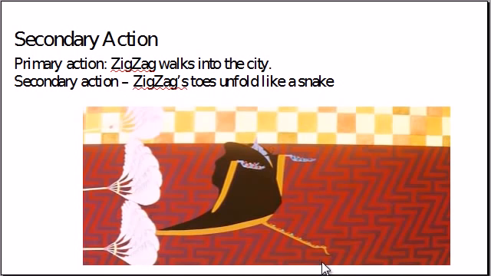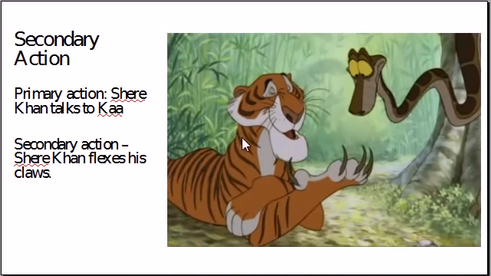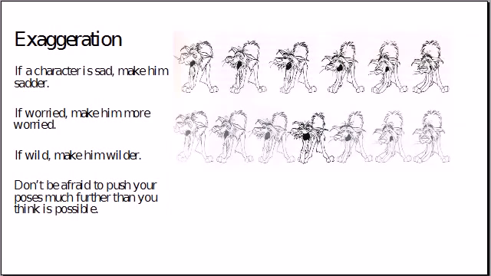Really nice work there. And it gives Zigzag a kind of creepy feeling. You don't even notice when you're watching it, but you feel it. And so it's a really nice example of secondary action, giving the character a real flavor. Here again, here's Shere Khan, the wonderful Shere Khan, animated by the incredibly talented Milt Kahl, one of the great Disney animators. And he's talking to the snake, that's the main action, and the secondary action is he uncoils his claws, which show his underlying menace and Kaa's incredible vulnerability.